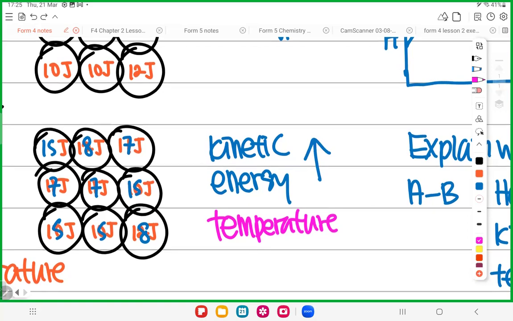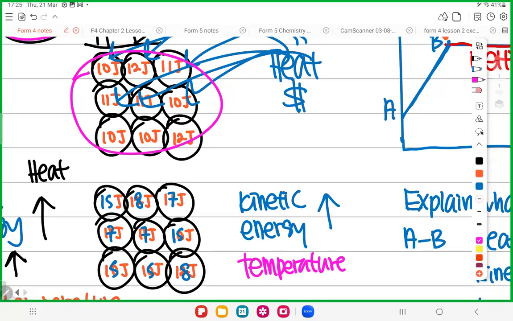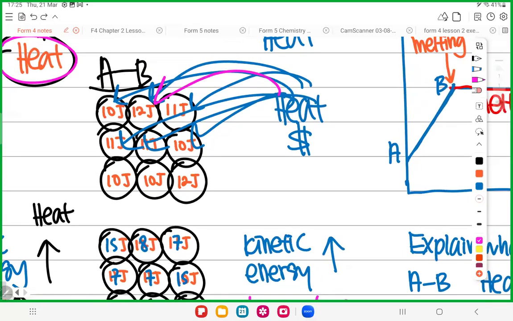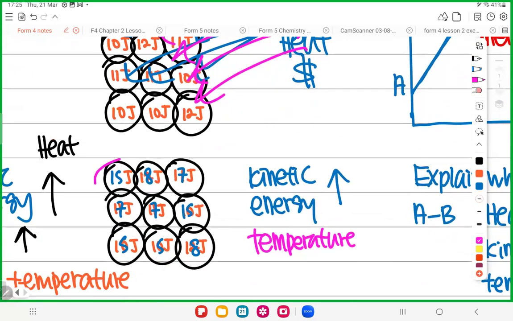So in this case, what happened to the kinetic energy, everyone? Increases. So why does kinetic energy increase? We absorb the heat, right or not? The heat coming in, we get extra energy from other places. So when particles absorb the heat, particles get more and more kinetic energy. When kinetic energy increases, temperature increases as well. Okay? So how to put it in words?